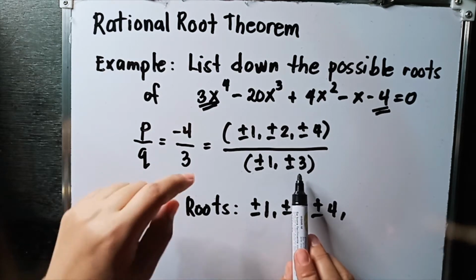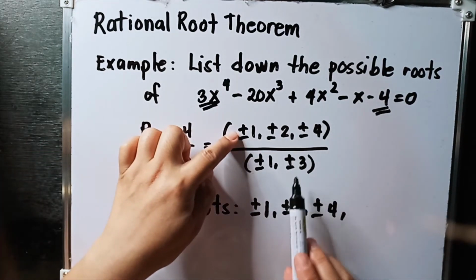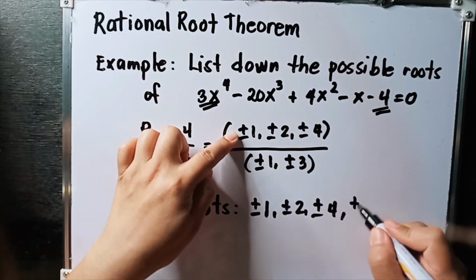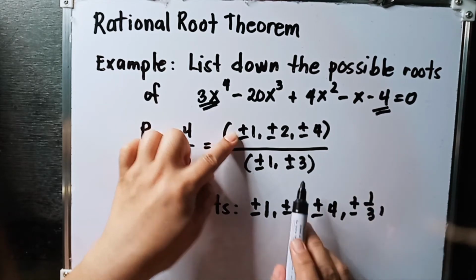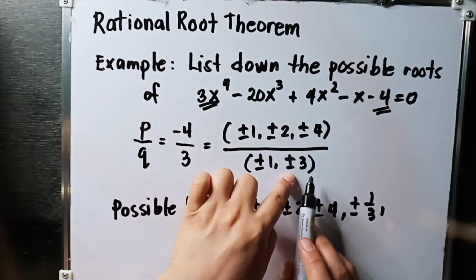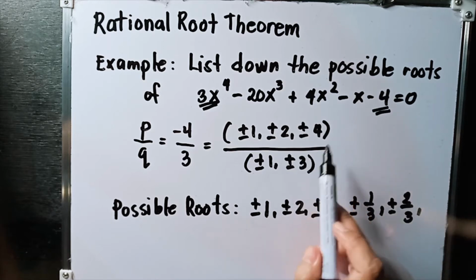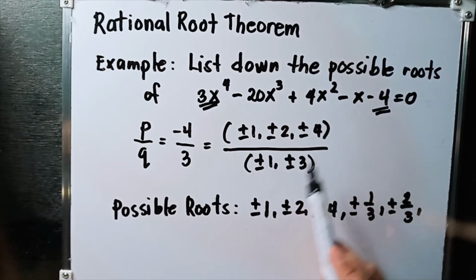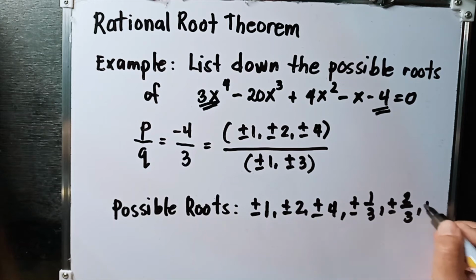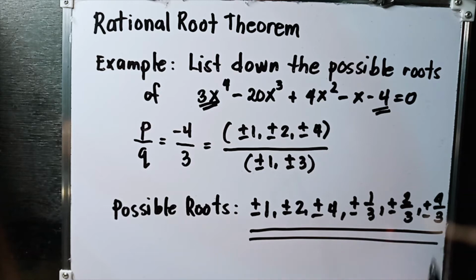What if the divisor is 3? Positive negative 1 divided by positive negative 3 is positive negative 1/3. Next one. Positive negative 2 divided by positive negative 3 is positive negative 2 over 3. How about the last one? Positive negative 4 divided by positive negative 3 is positive negative 4 over 3. So these are the list of the possible rational roots of 3x to the 4th minus 20x cubed plus 4x squared minus x minus 4 equals 0.